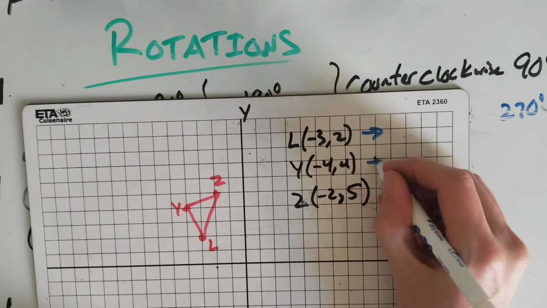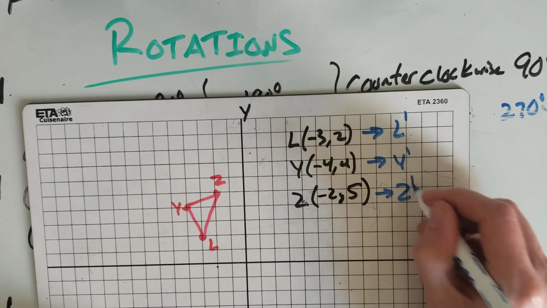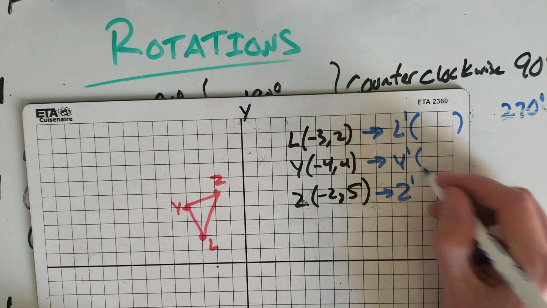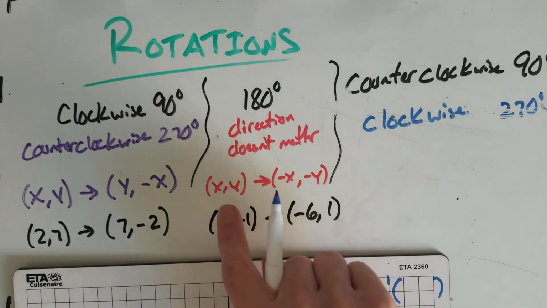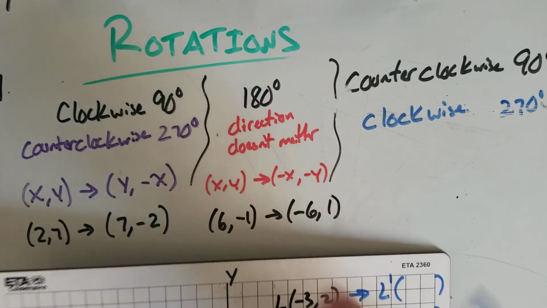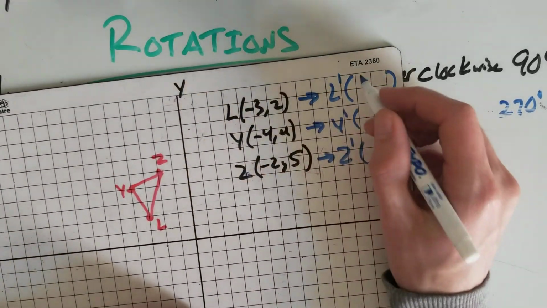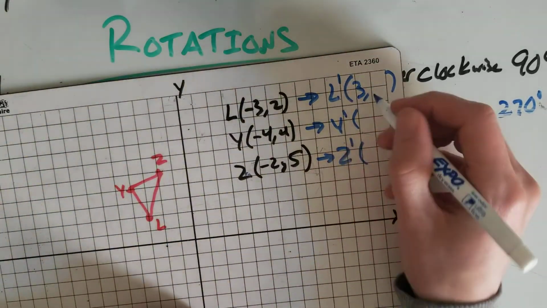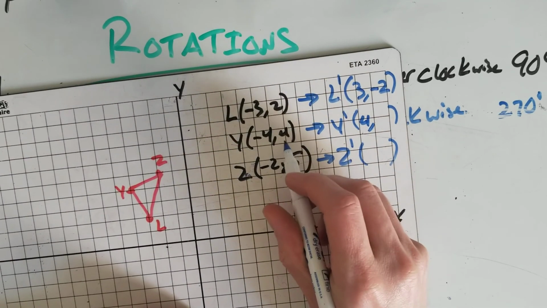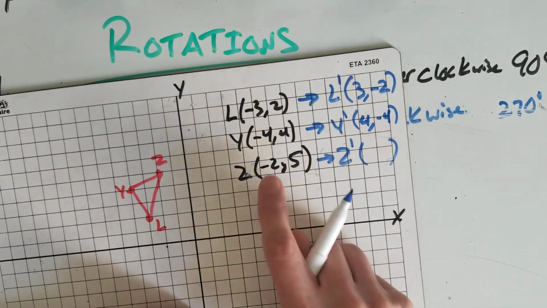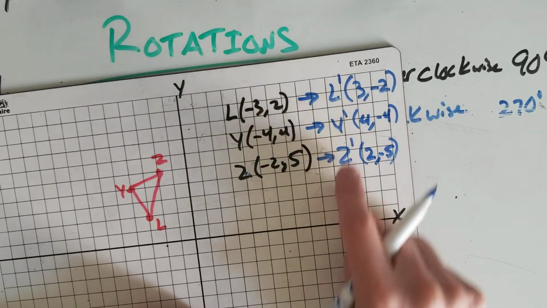So we're going to end up with L prime, Y prime, and Z prime. And for 180 degrees, our rule is that x and y stay where they are, but they change signs. So -3 stays where it is, but it changes signs, so it becomes 3, -2. -4 becomes +4, +4 becomes -4. And everything down here changes signs. So we're left with these coordinates.